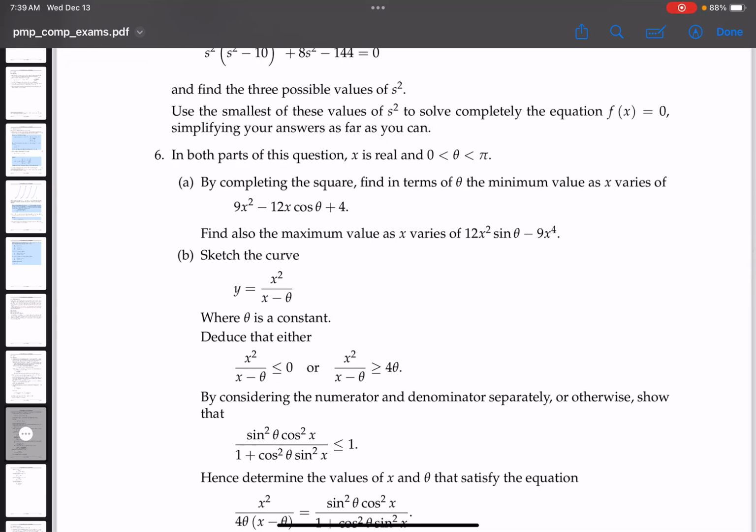Okay, number 6 says in both parts of this question, x is a real number and theta is between 0 and pi. And it says by completing the square, find in terms of theta the minimum value of x. The minimum value as x varies. And looking at it, it's really not that bad to look at.